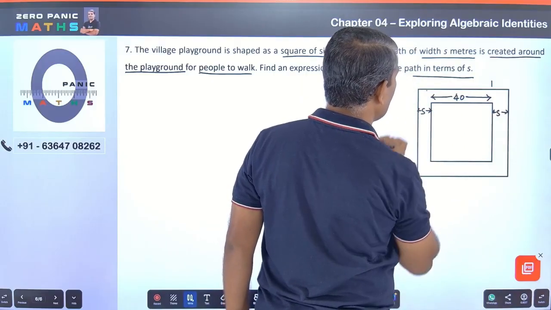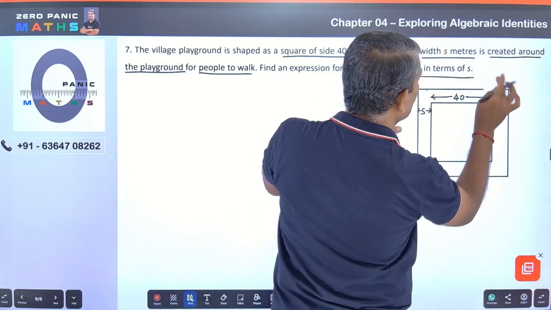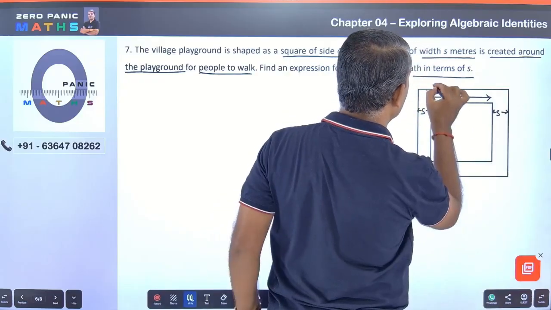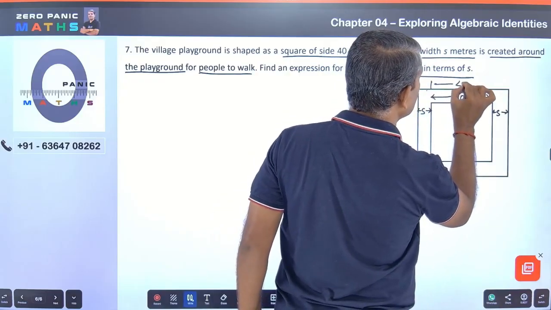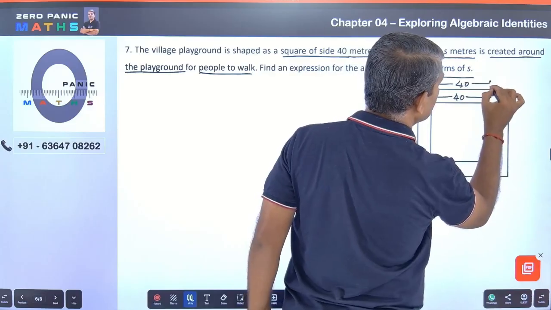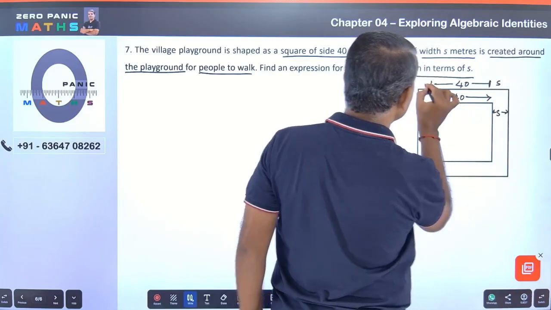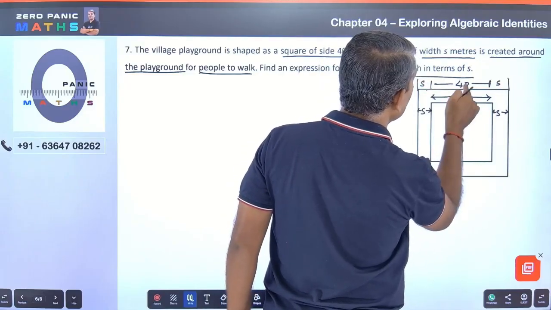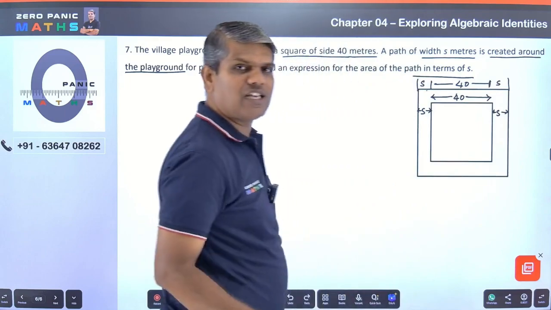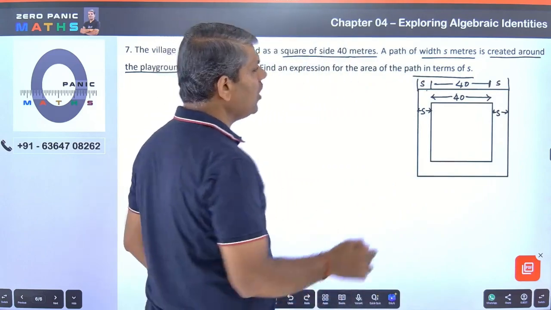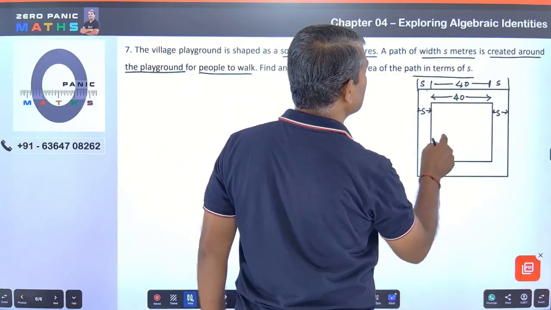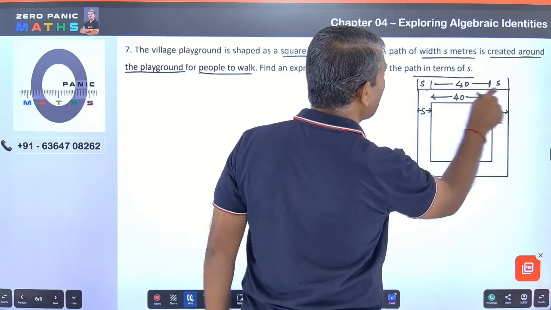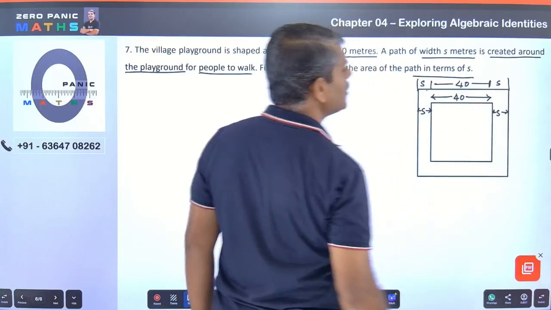So what is the length of the side of the outer square? See, this is 40, this is 40. Listen to me carefully. This part is 40, this is s, and this is s. So the overall length is 40 plus s plus s, that is 2s. So considering the given information, I get the outer square's side length as 40 plus 2s.